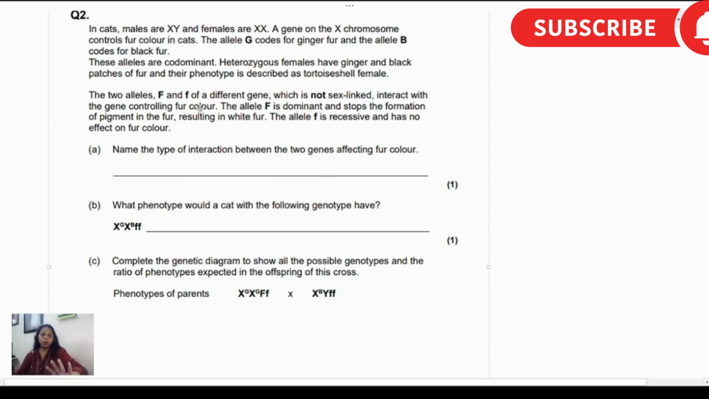Cats, males are XY and females are XX, just like humans. A gene on the X chromosome controls fur color in cats. The G codes for ginger fur and B codes for black fur. And these alleles are codominant. So, what is the meaning of codominance?